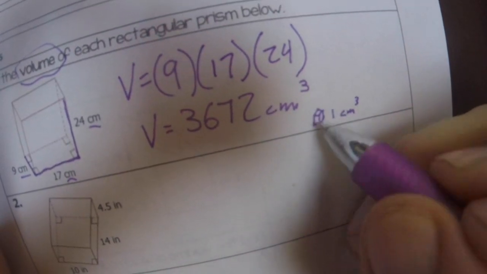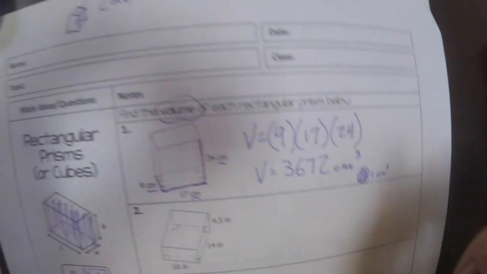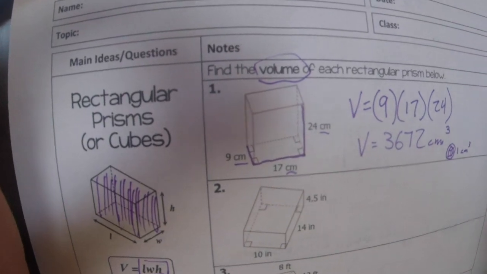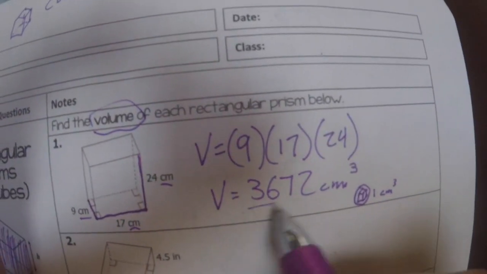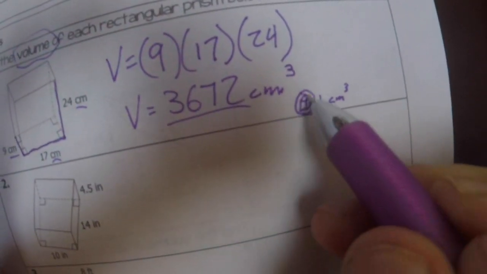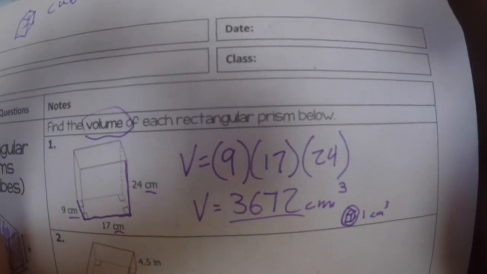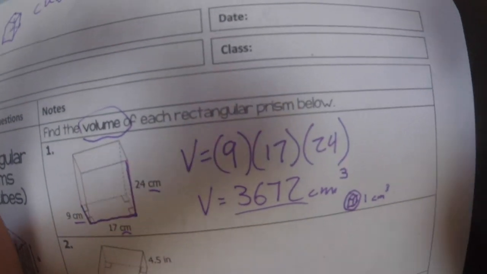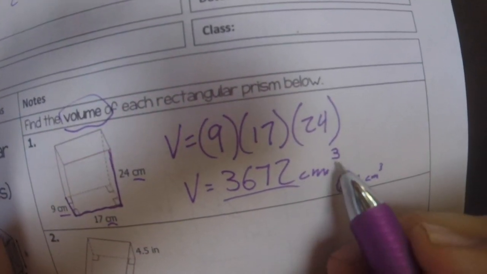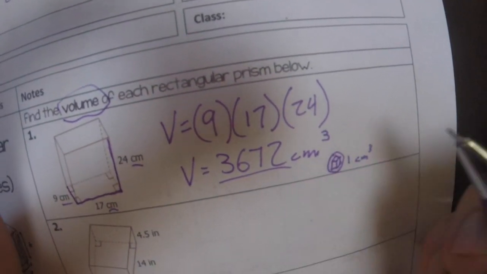Okay, how many of these could I fit into this particular rectangular prism? Well, I could fit 3,672 of these little guys into here. So every single time that we are doing a volume problem, we're going to leave our units in cubed format, centimeters cubed.